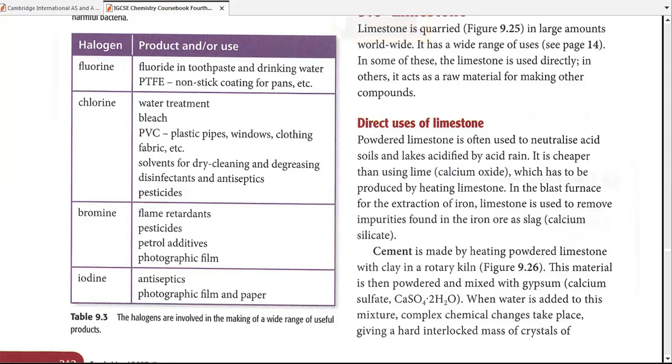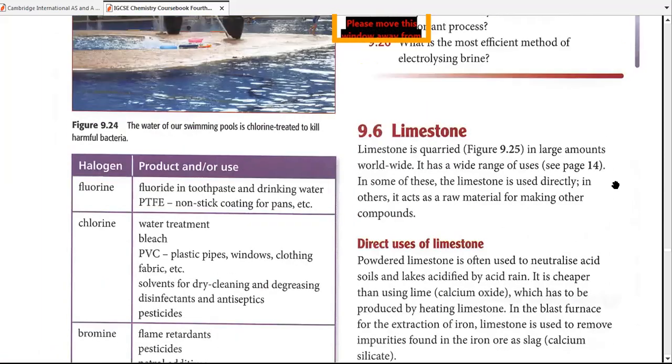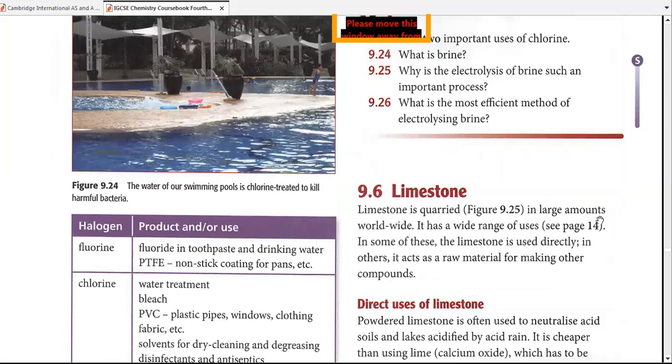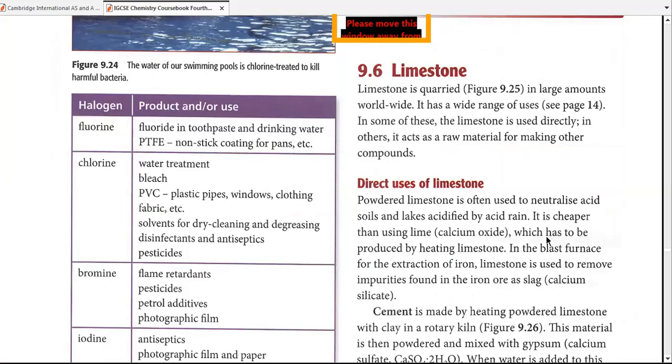And iodine is also used to make paper. Once again, it's a bleaching agent, so it can be used instead of chlorine for the making of paper. If you have any questions, please ask. Otherwise, we're going to jump to the next topic, the second last topic of this chapter, limestone.